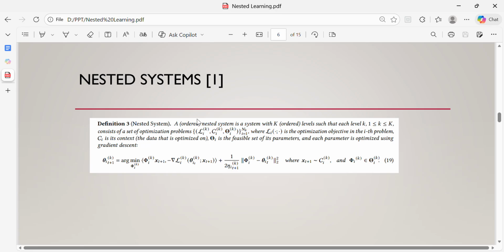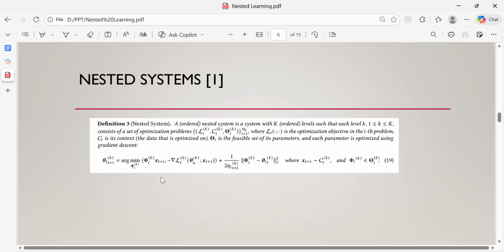So now, an ordered nested system is a system with K ordered levels, such that each level k in the range 1 to K consists of optimization problems. So each level k has an optimization problem. L_i^k is the optimization objective of the ith problem, C_i^k is the context, the data that is to be optimized on, and Theta_i is the feasible set of parameters, and each parameter is optimized using gradient descent.